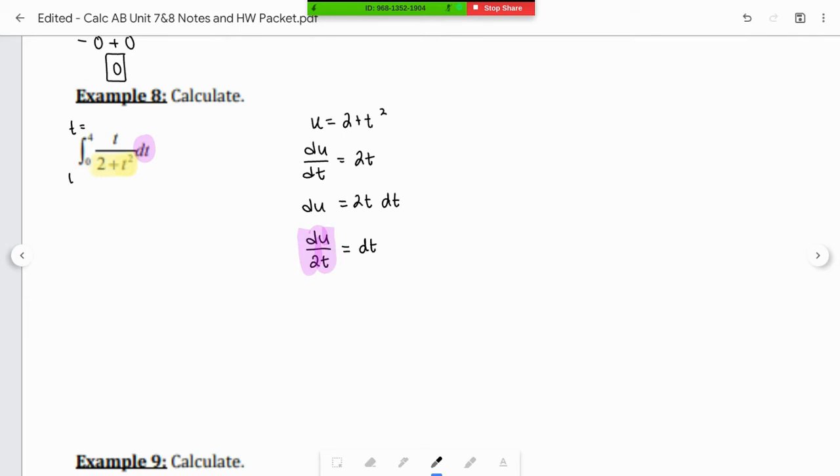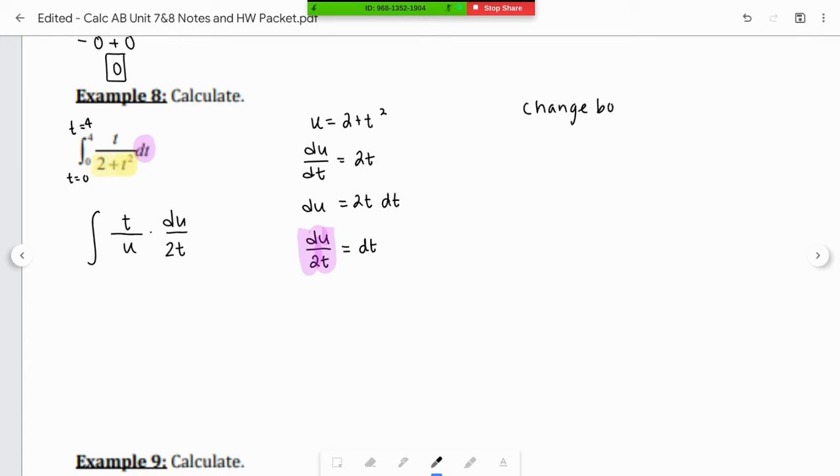So I have t equals 4 and t equals 0 as my bounds. So I'm going to write my integral. This is going to be t over u times du over 2t. I'm going to change my bounds. So remember to change your bounds.